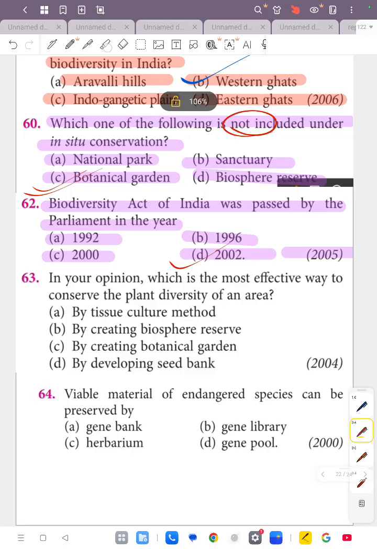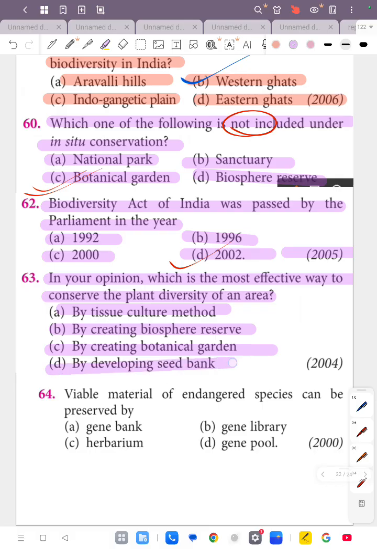Next one. This is from 2004. In your opinion, which is the most effective way to conserve the plant diversity of an area? By tissue culture method, by creating biosphere reserves, by creating botanical gardens, or by developing seed banks? This was asked in 2004. You have to give your opinion, and it does not necessarily mean that your opinion is going to be the right opinion. So think and answer. Okay, so what do you think should be the correct answer?